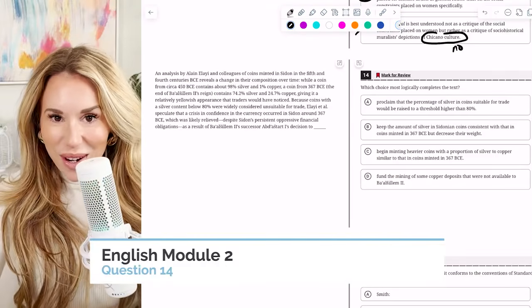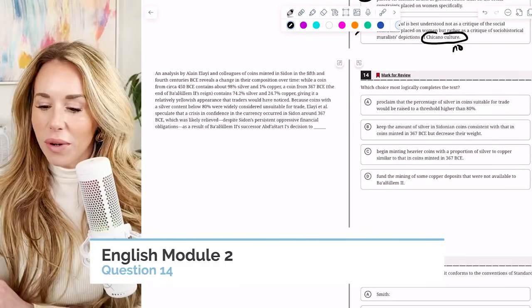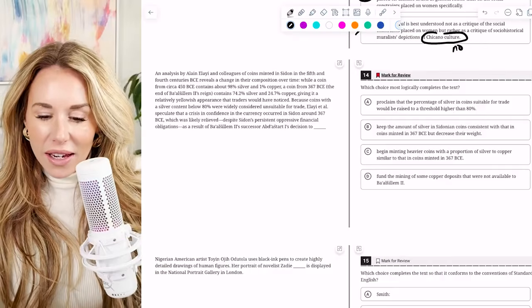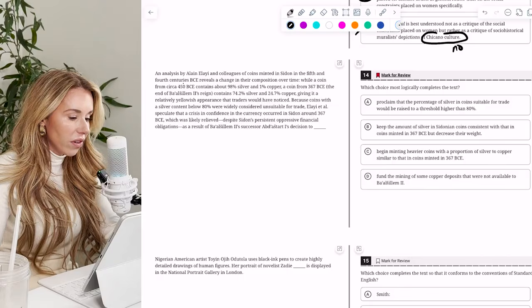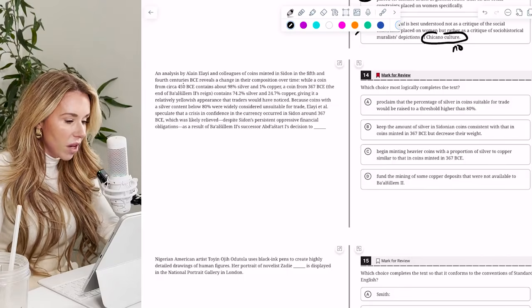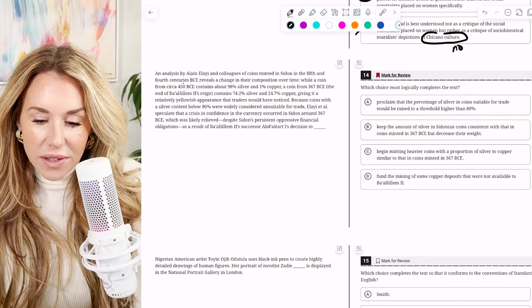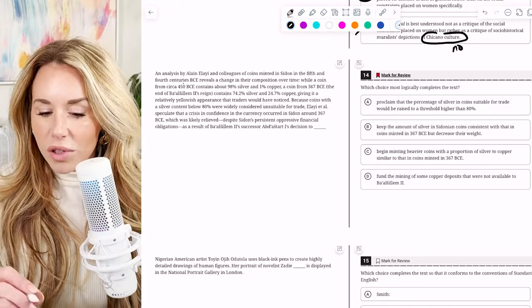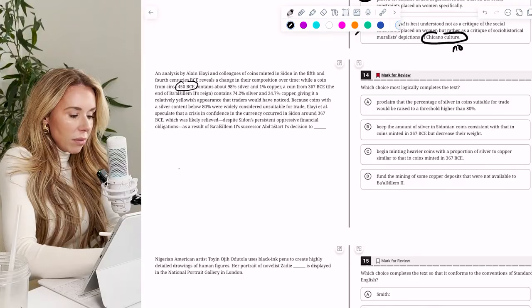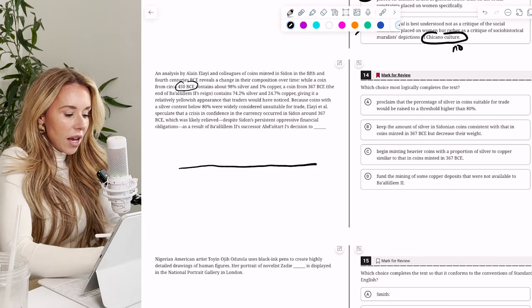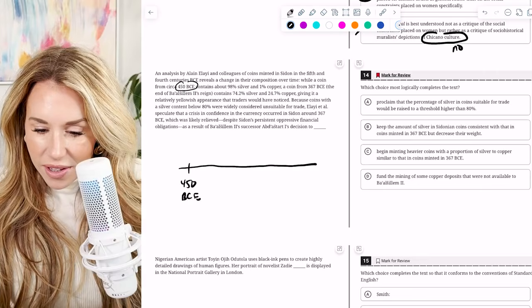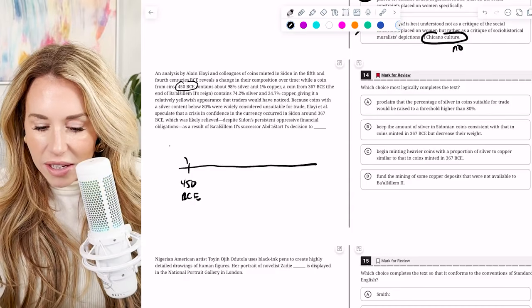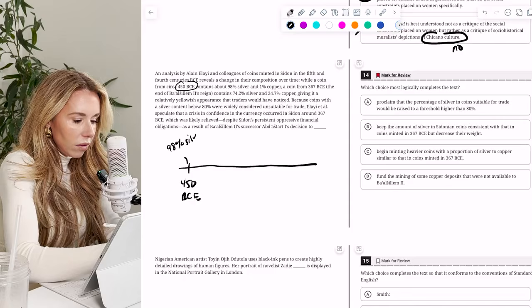All right, last one. Another logically completes the text. So we have an analysis by A.E. and colleagues of coins minted in Sidon in the 5th and 4th centuries BCE that reveals a change in their composition over time. While a coin from circa 450 BCE, okay, I'm already seeing them talking about dates. So what I'm going to do is draw a timeline and map it out. So at 450 BCE, it says that the coin has 98% silver and then 1% copper.